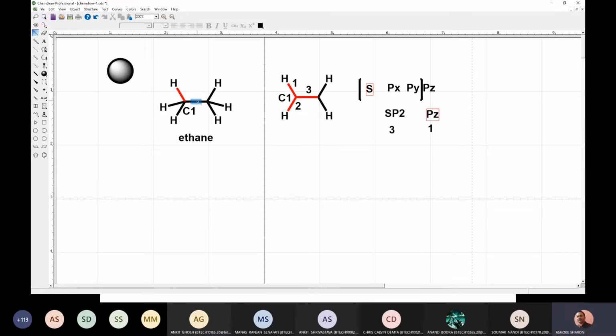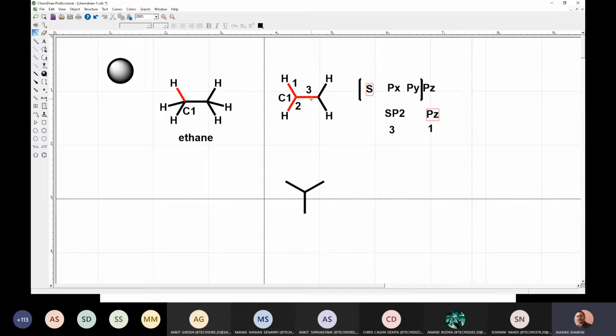When sp3 comes, then 109 comes. But when you have only 3 lines, the ideal situation is that it should have 120. So that is the reason this angle is 120. And if this is 120, then all 3 sigma bonds will be in one plane.